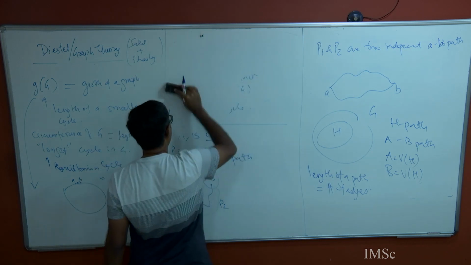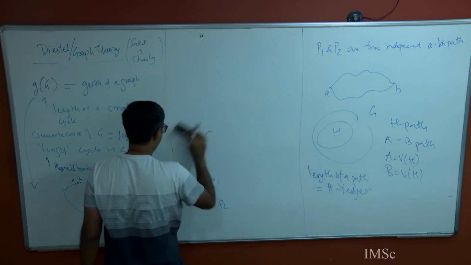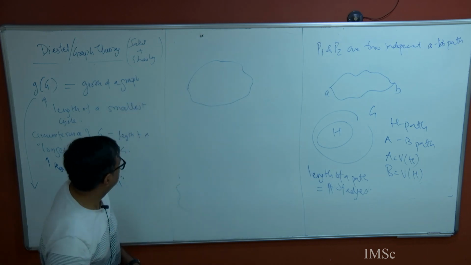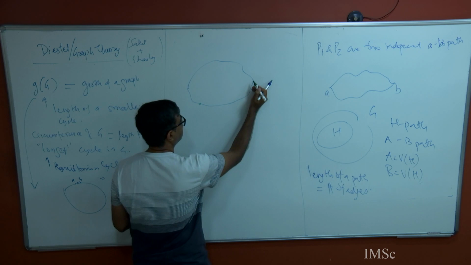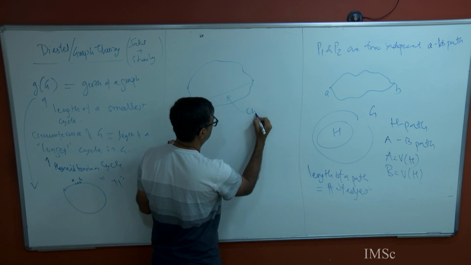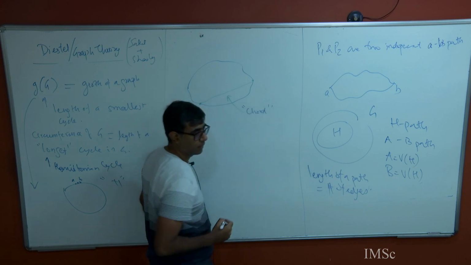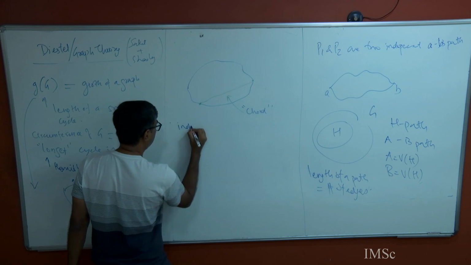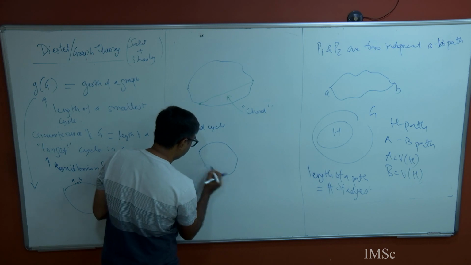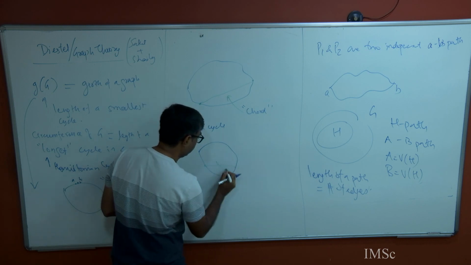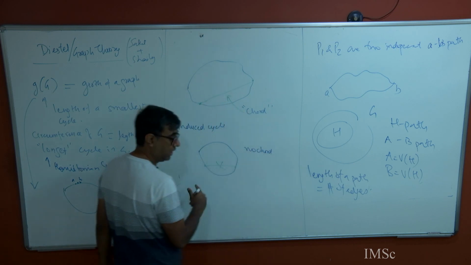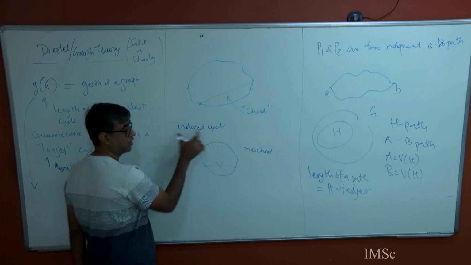So a couple more terms. Look at a cycle. This is a cycle. Now, if you look at any non-adjacent vertices, and there is an edge between them, this is called a chord. And what is an induced cycle? It's a cycle where for any two non-adjacent vertices, there is no edge. So, no chord. A cycle with no chords is called an induced cycle.